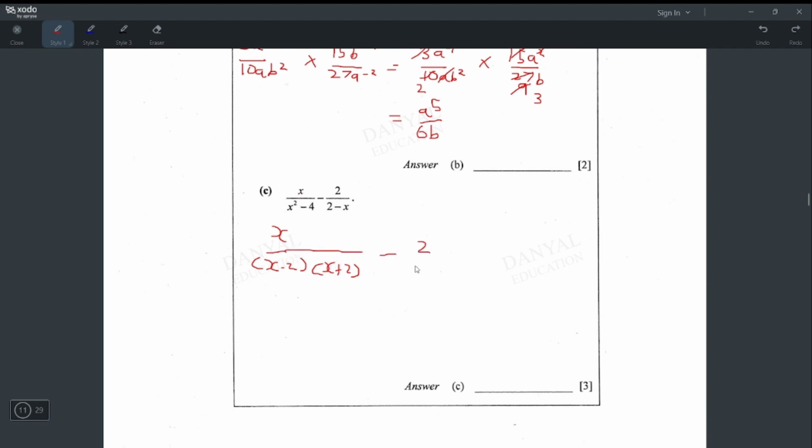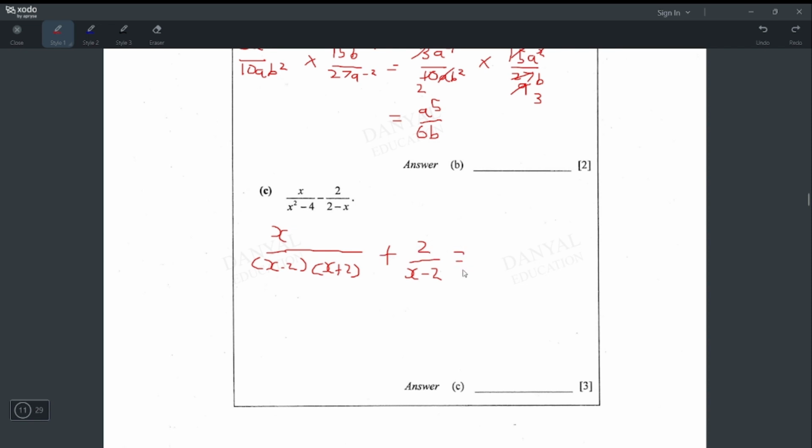So minus 2 over 2 minus x. And this is actually the same as just plus 2 over x minus 2. So because 2 minus x is equal to negative x minus 2, I just turn this into a negative and turn the sign into a positive.